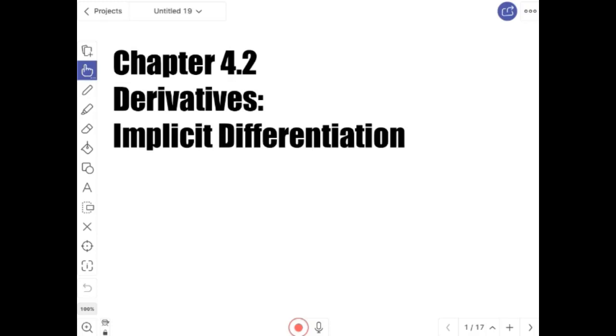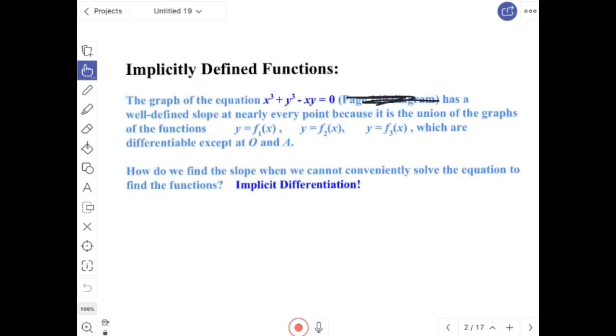Guys, today we're going to take a look at implicit differentiation, which is just a very specific way of taking derivatives. So just kind of starting off, the graph of the equation x cubed plus y cubed minus xy equals 0.